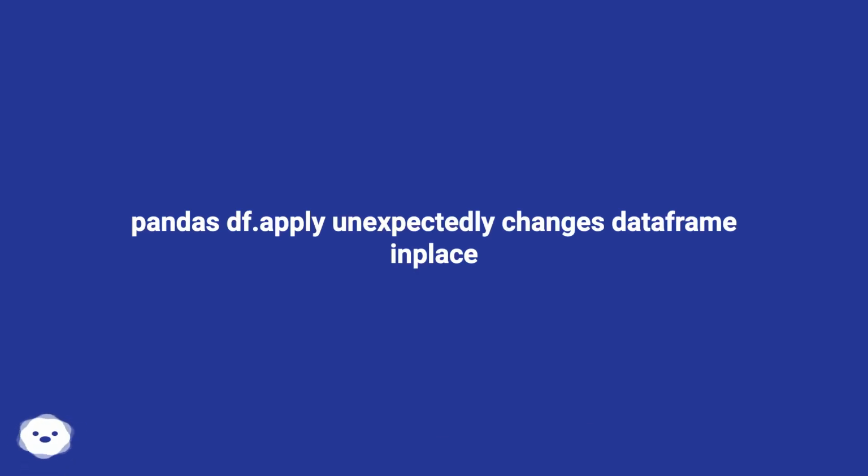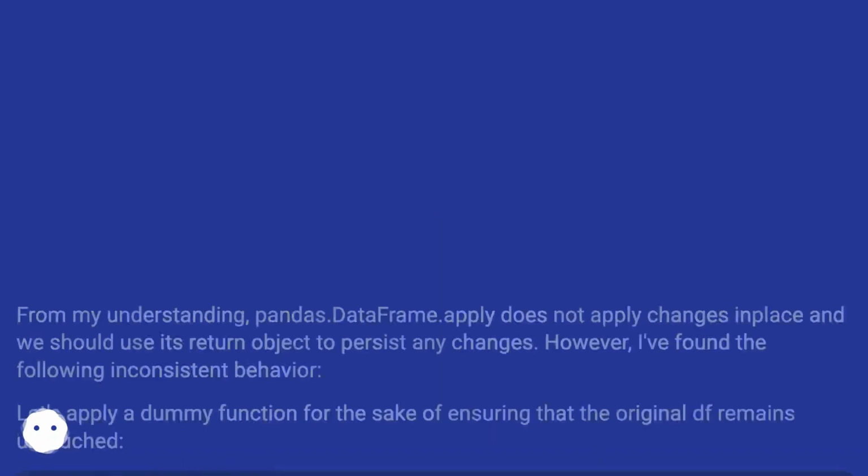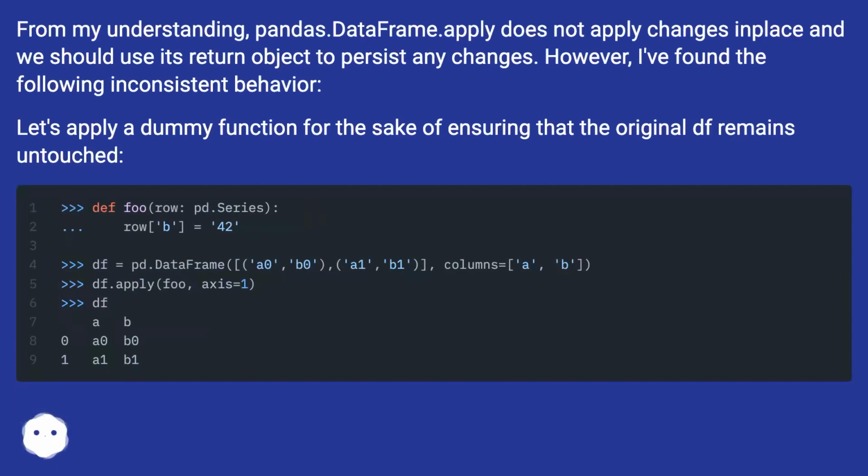Pandas df.apply unexpectedly changes DataFrame inplace. From my understanding, pandas.DataFrame.apply does not apply changes inplace, and we should use its return object to persist any changes. However, I've found the following inconsistent behavior. Let's apply a dummy function for the sake of ensuring that the original df remains untouched.